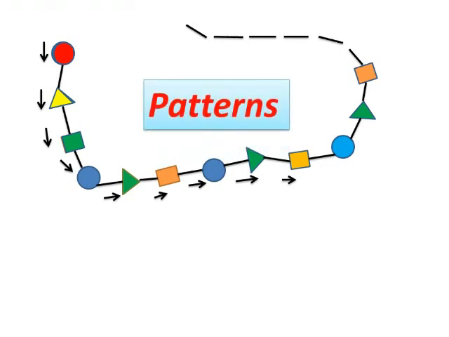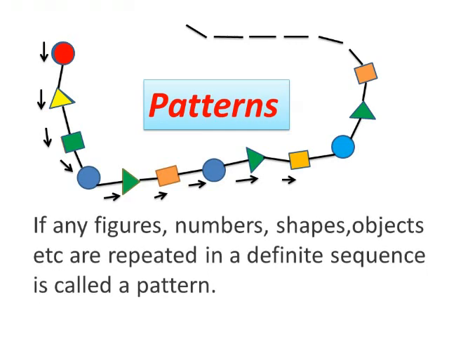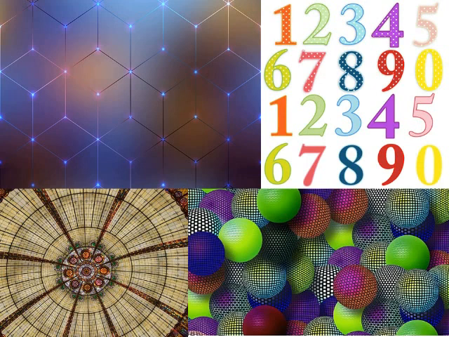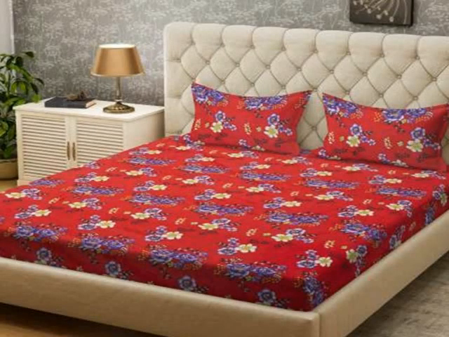If any figures, numbers, shapes, objects, etc. are repeated in a definite sequence, it is called a pattern. Patterns are created when figures, shapes, objects, numbers, etc. are arranged in a particular order and repeated over and over again. We see patterns in our everyday life, like the design of printed cloth, carpet, bed sheet, traditional dresses, and so on.